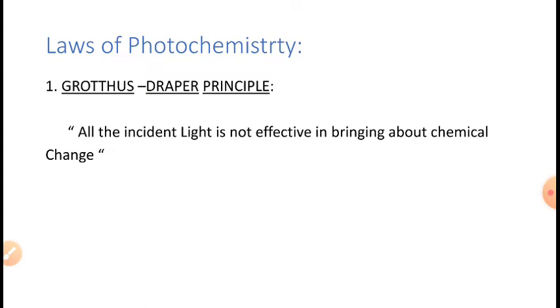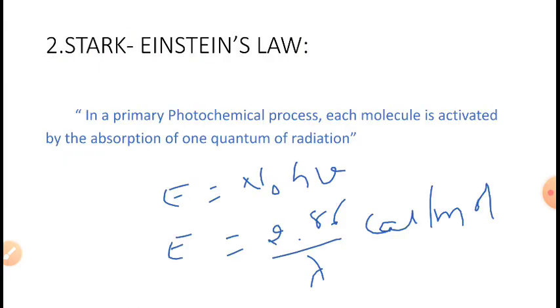Some is re-emitted in the form of fluorescence and phosphorescence, and some part of light is transmitted, and some photosensitization reactions also. There is a possibility of photosensitization. Okay, so these all are the possibilities. Only absorbed light has the potential to bring the chemical change. That is the Grotthus-Draper principle. And the second one is Stark-Einstein's law.